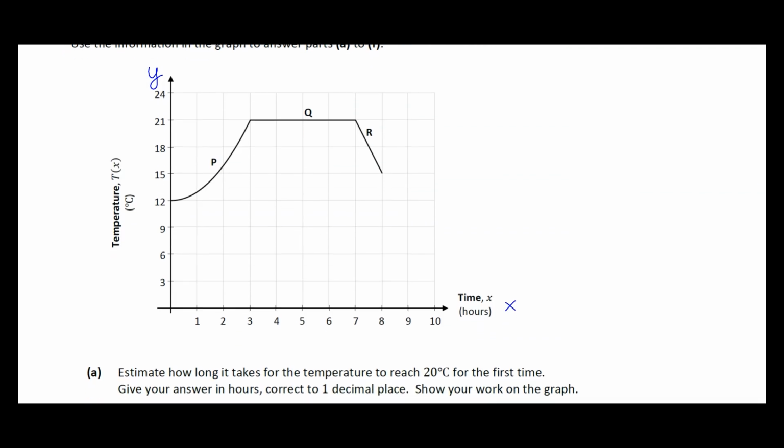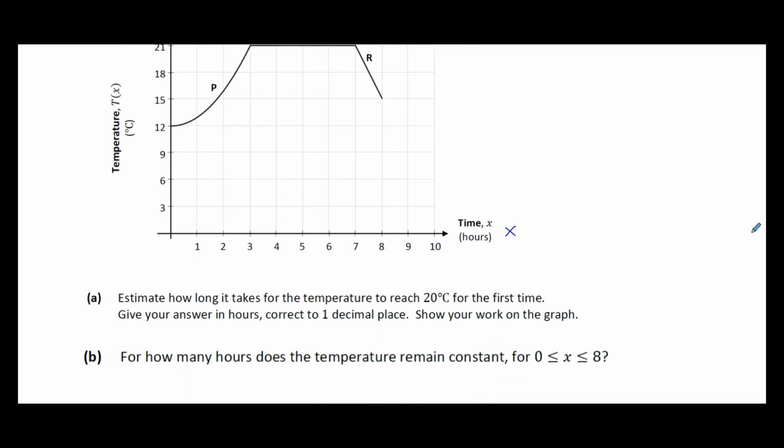Okay, so let's see what we need to do. Estimate how long it takes for the temperature to reach 20 for the first time. So again, I know we can understand that, but I want you to just pause and think, or rather pause and identify. That's the word I was looking for.